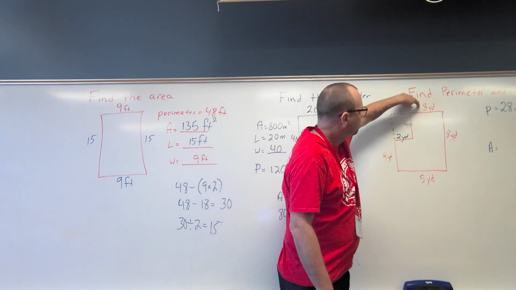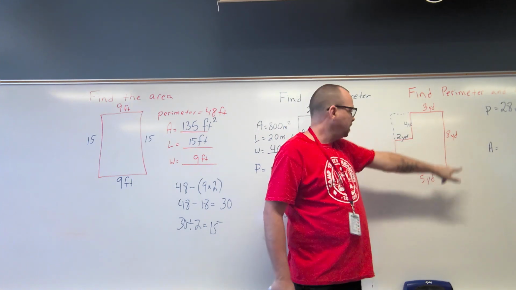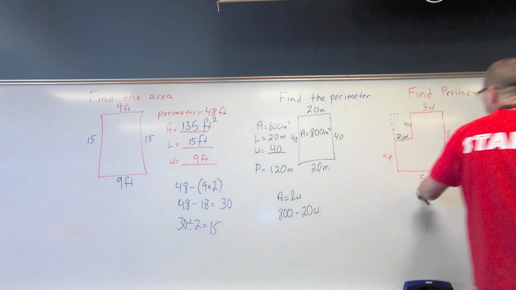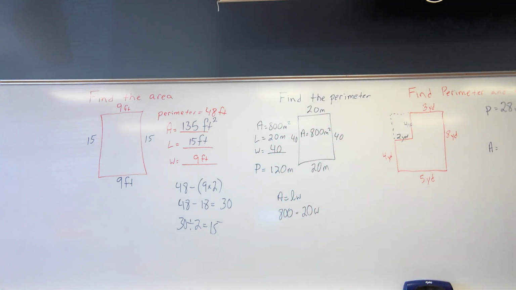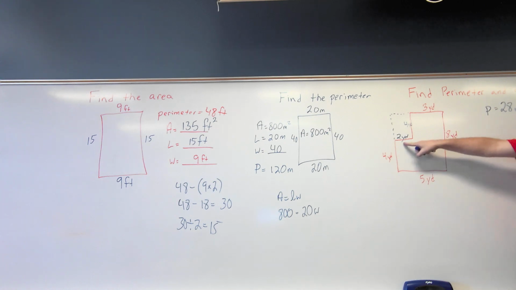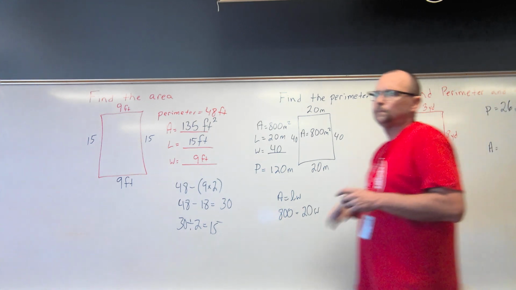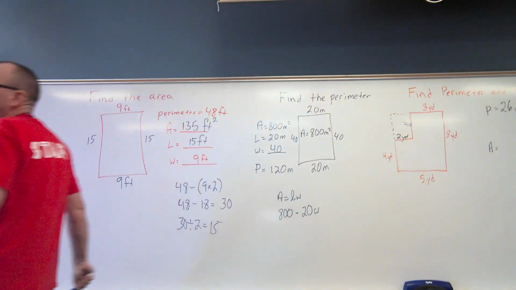Start at the top. 3 plus 8 is 11, plus 5 is 16, plus 4 is 20, plus 2 is 22, plus 4 is 26. Okay, so the perimeter is 26 yards. Oh, she put 9 instead of 4.